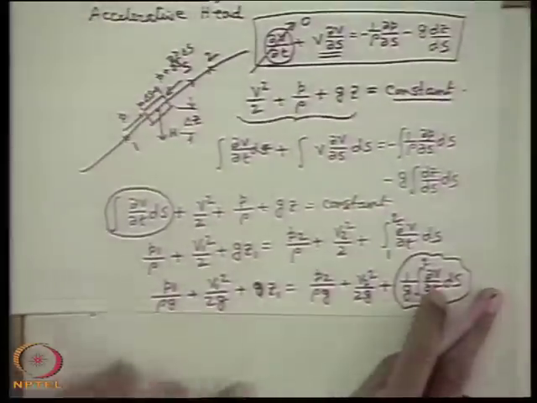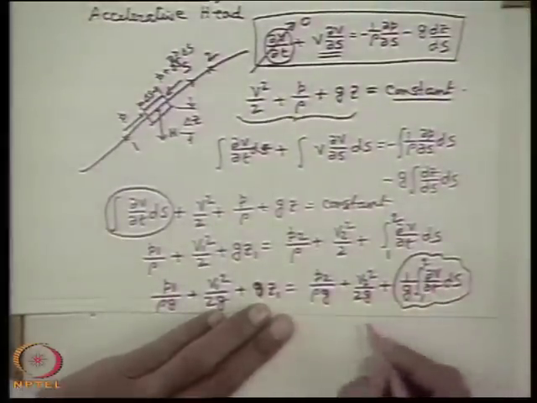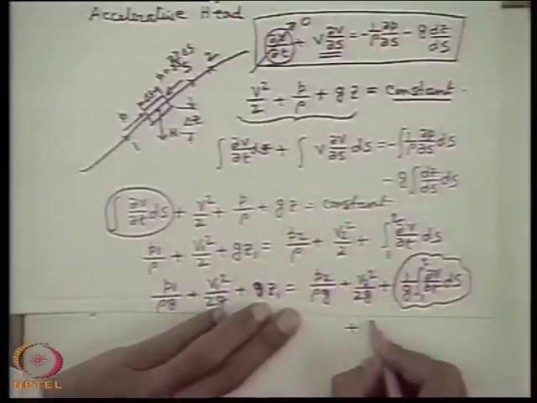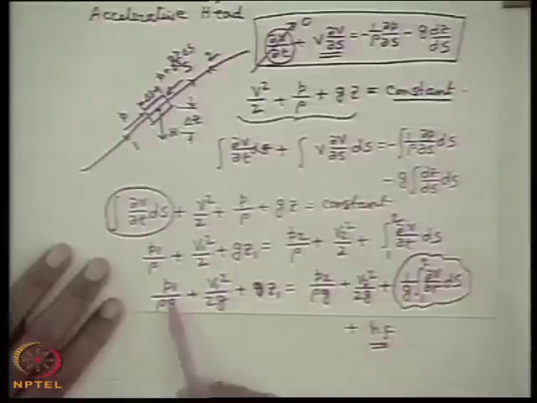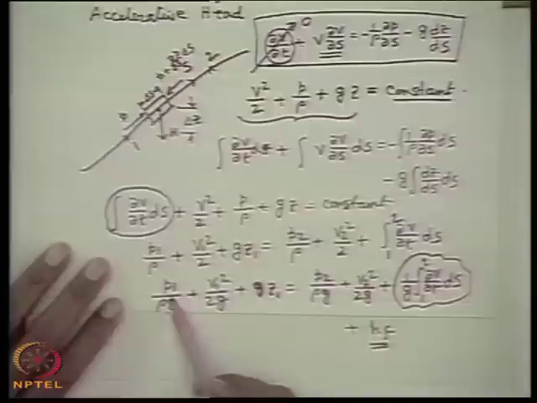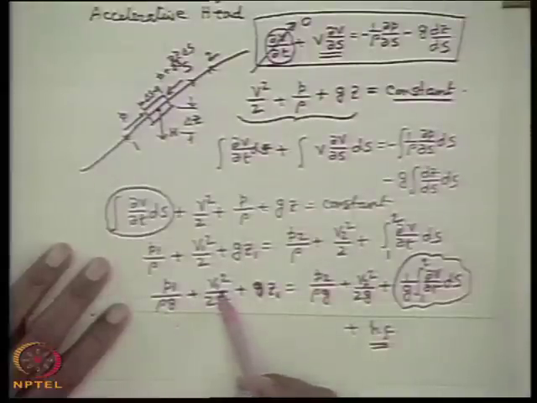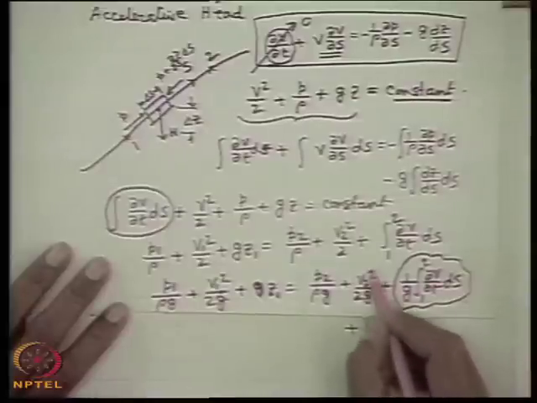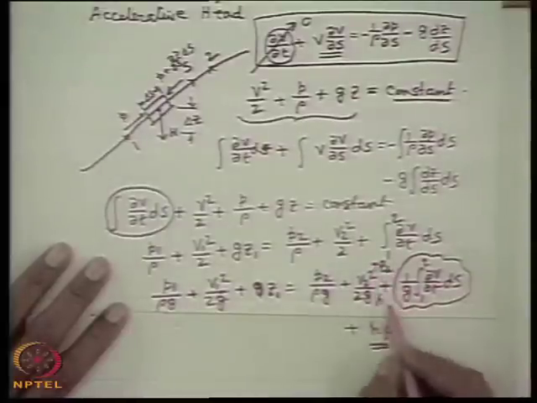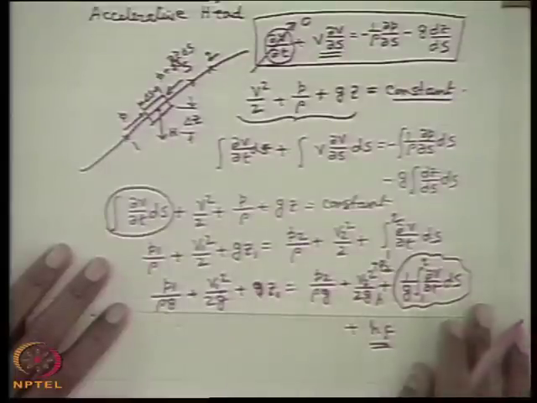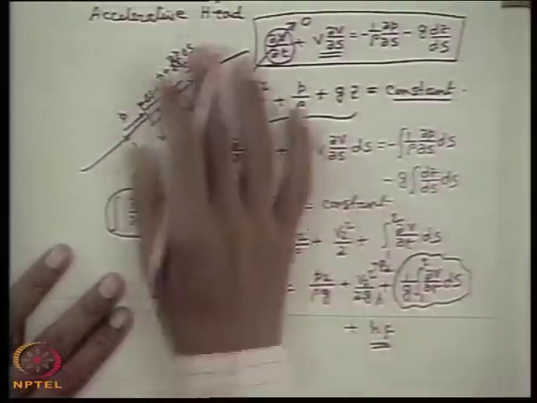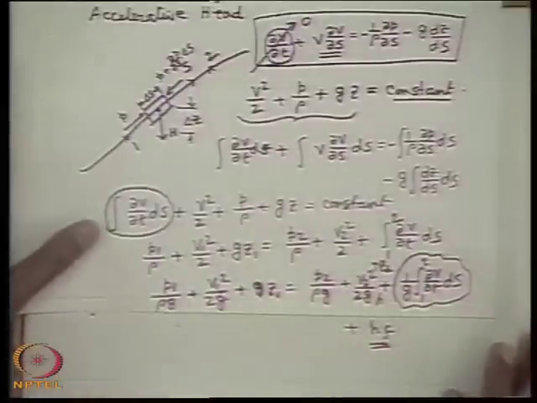If we consider moreover the fluid is viscous, a real fluid, then along with that we take another term hf, that is the head loss due to friction. So, p1 by rho g plus v1 square by 2g plus z1, the sum of the pressure energy per unit weight, kinetic energy per unit weight or the kinetic head, plus datum head, is equal to these quantities, sorry, I have forgotten to write the datum head z2, this quantity plus this accelerative head plus the head loss due to friction. So, therefore, we see that this way we can write the Bernoulli's equation with accelerative head.